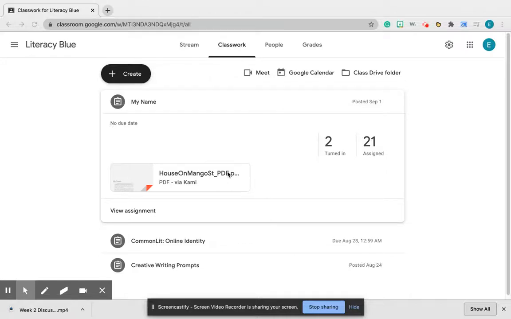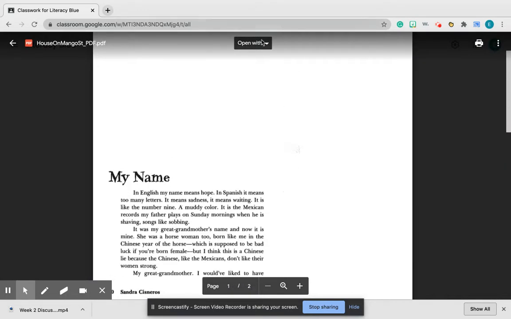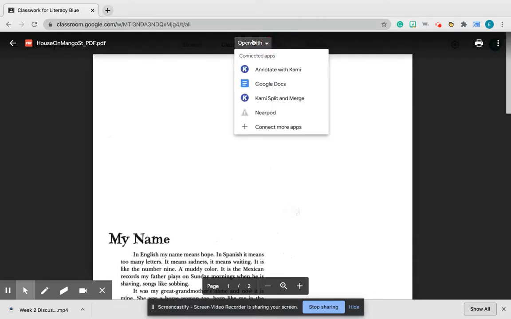All right, guys. So here is our House on Mango Street assignment with Cami. Just really quickly, how to access it. Again, I'm in Google Classroom. You're going to click on Cami or on the document. It's going to come up as a PDF. And then you're going to open with and annotate with Cami.